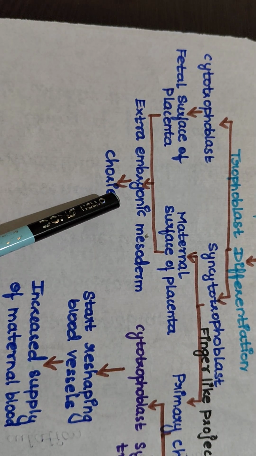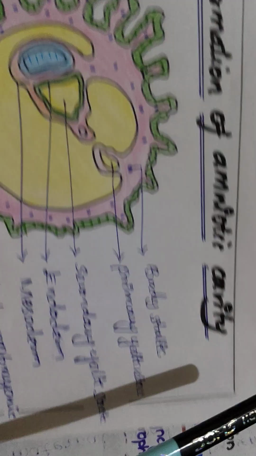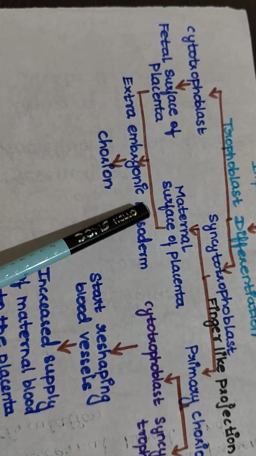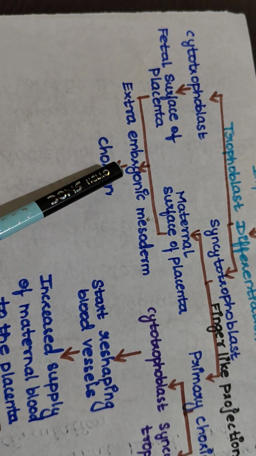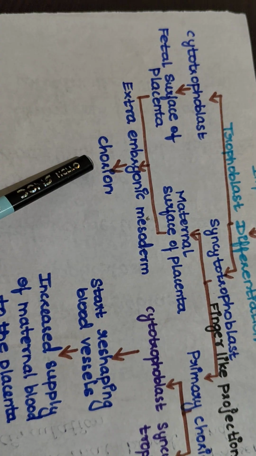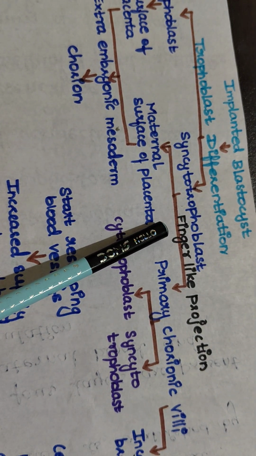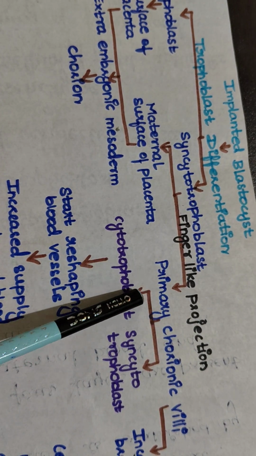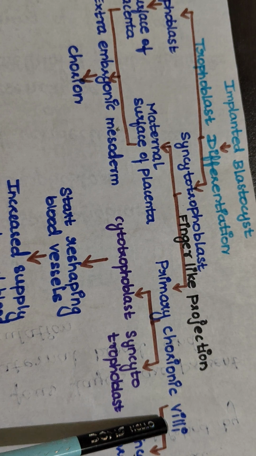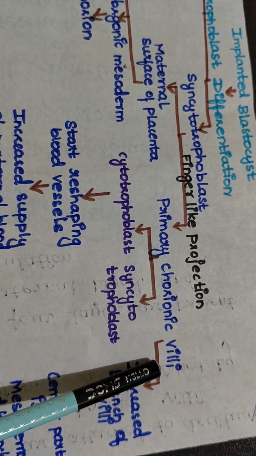And next, this part is only forming the placenta part. In that extra embryonic mesoderm, it is forming as a chorion. And next, the syncytiotrophoblast forms the finger-like projections. In the finger-like projections only, it will be forming the primary chorionic villi.